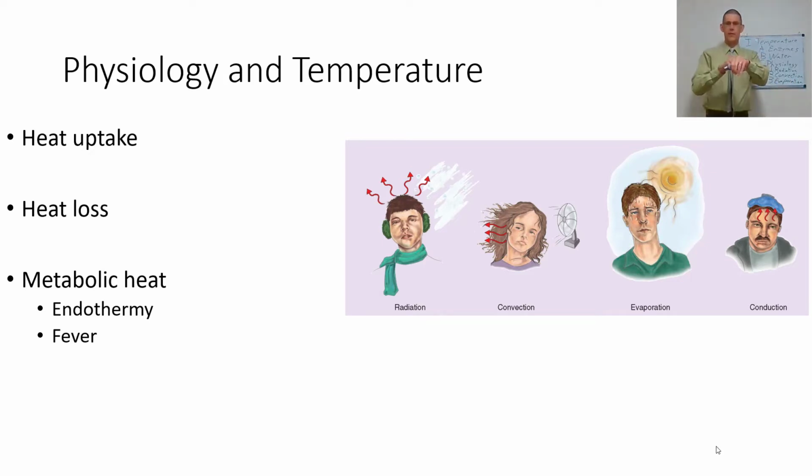We have water on our surface, and the heat in our body causes the water molecules to vibrate faster. Some of them are lost, and as they are lost, they take a certain amount of heat with them. So that's how evaporation affects temperature. And there's also conduction here.